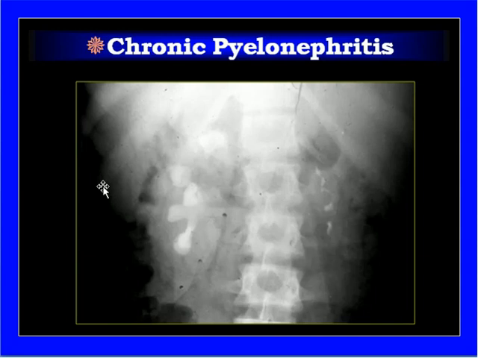Chronic pyelonephritis. See this difference between the left and the right kidneys. Left kidney is contracted, small, and shows a very small amount of contrast excretion.